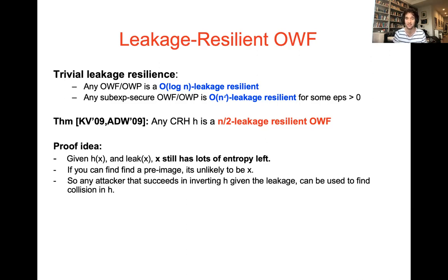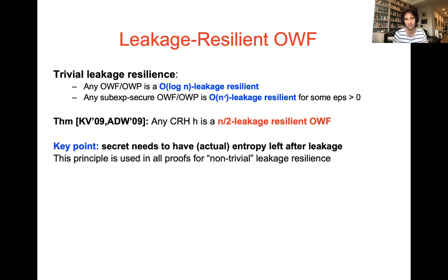In other words, any attacker that succeeds in inverting this function h, even given a leakage, can now be used to find a pre-image x' that's different from the original pre-image x that I'm starting off with. In other words, I can use this attacker to find a pair, x and x', that map to the same output, therefore we find a collision.